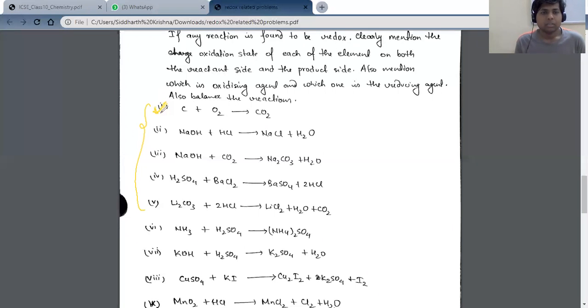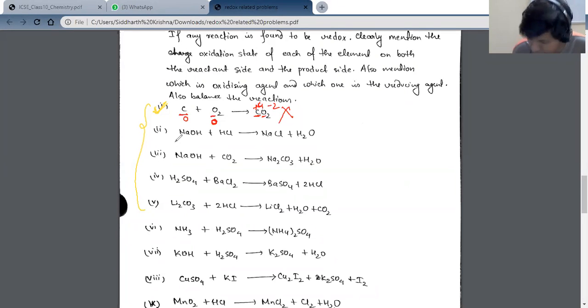Adrita, what do you have to do here? On carbon, tell me the charge. Sir, 0. On oxygen, sir, -2. Sorry, 0. On this carbon, +4, and on this oxygen -2. Yes, sir. I actually did that O2 one -2. Okay, understood. Any other doubt in 1 to 5?